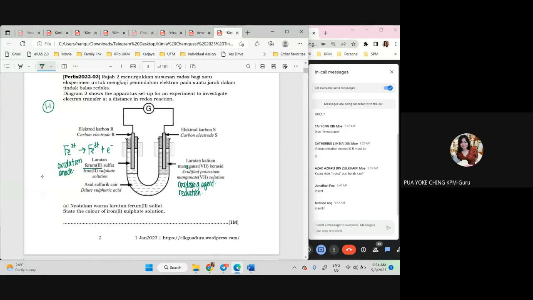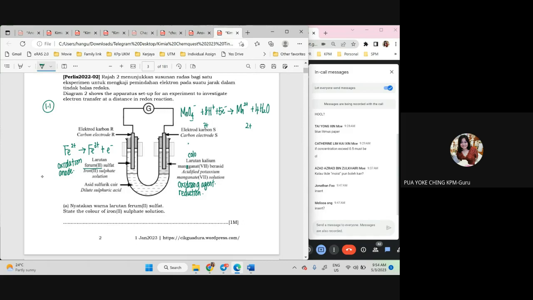So, how it undergoes reduction? MnO4 minus tambah H plus dapat Mn2 plus, H2O. Balance equation, 4 H2O, 8 H plus. So you check the charge. Reactant 7 plus, product 2 plus. So I plus 5 E minus. So this is your half equation.